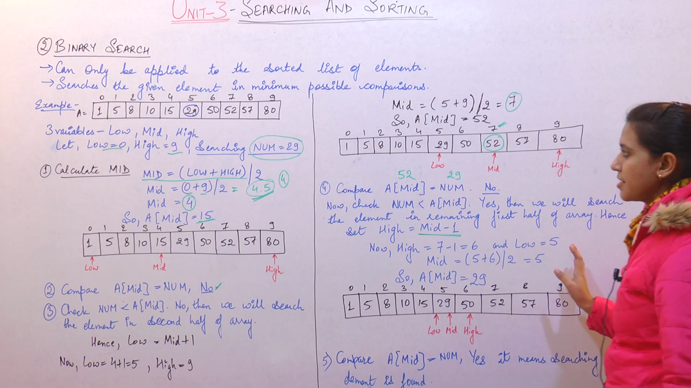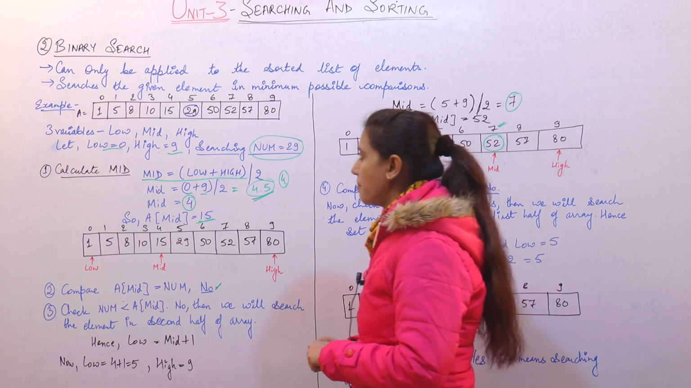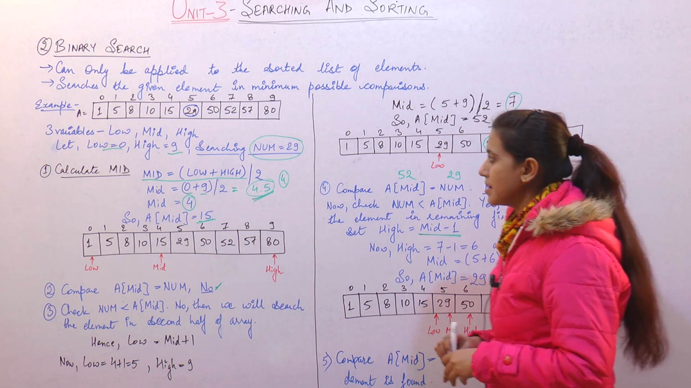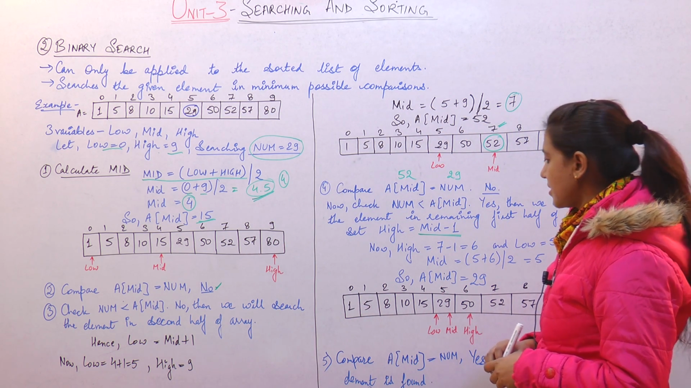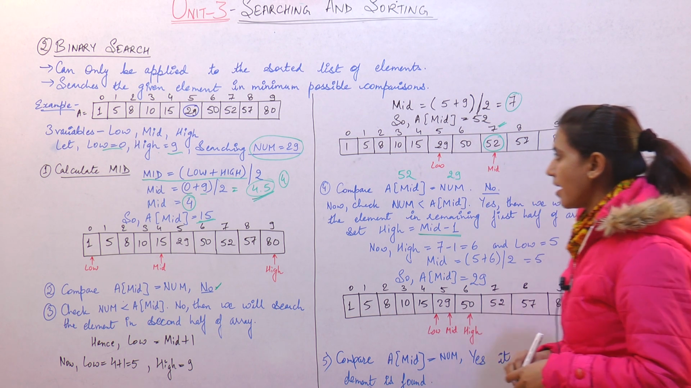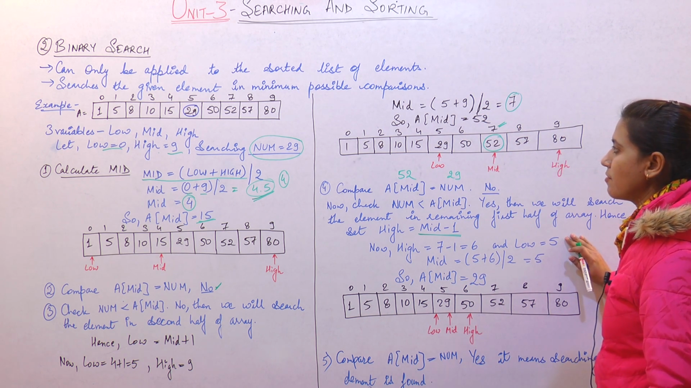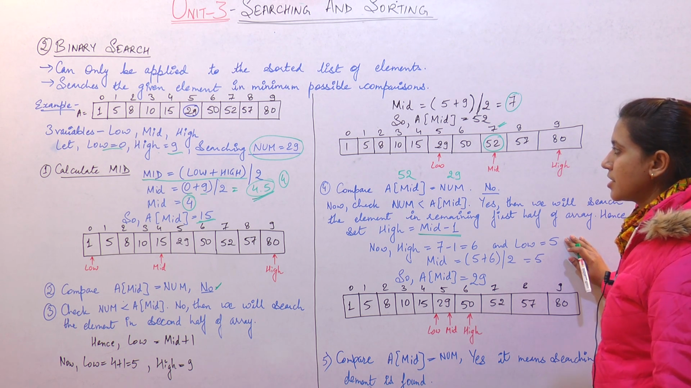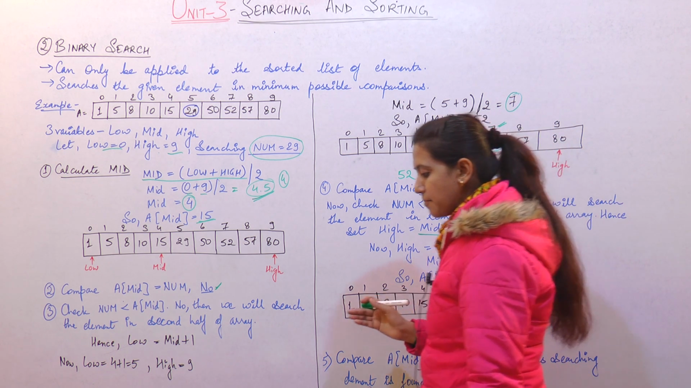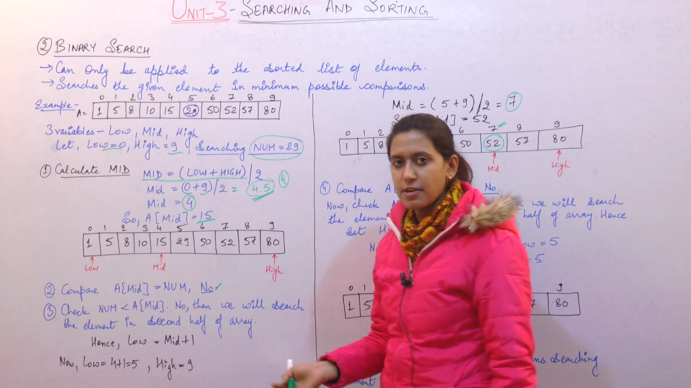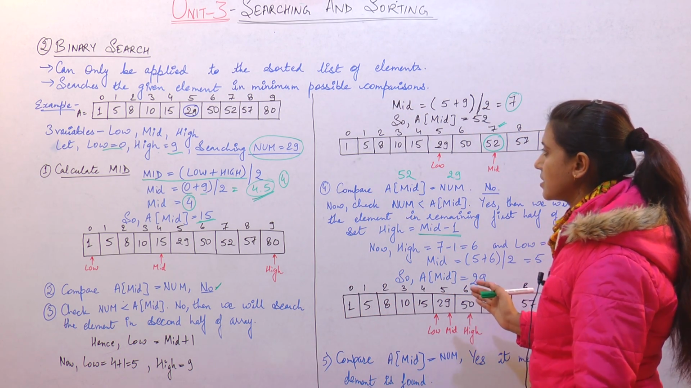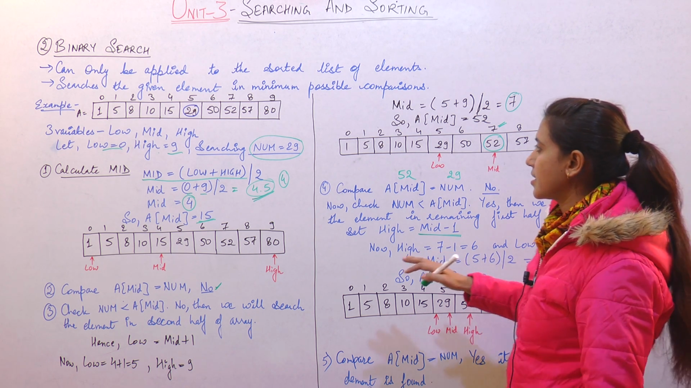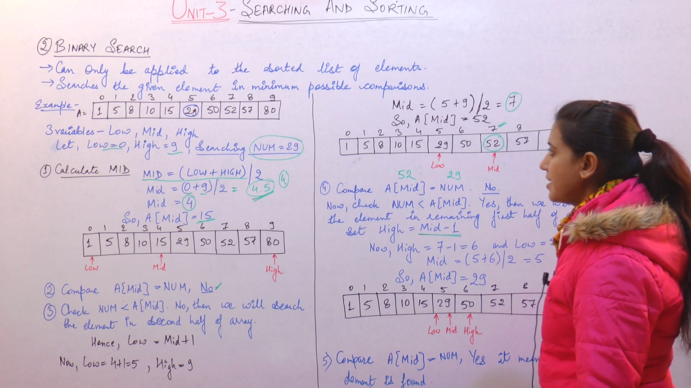Always keep the three variables in mind: low, mid and high. We always use these three variables for calculating the mid value, and after getting the mid value we compare it with the searching element. If the searching element is less than the mid value, then we search in the first half of the array. If it is greater than the mid value, then we search in the right half of the array.